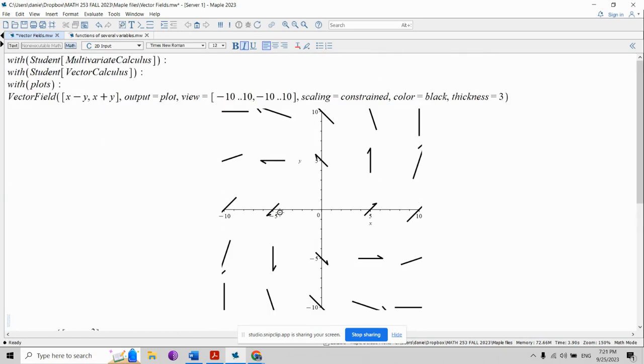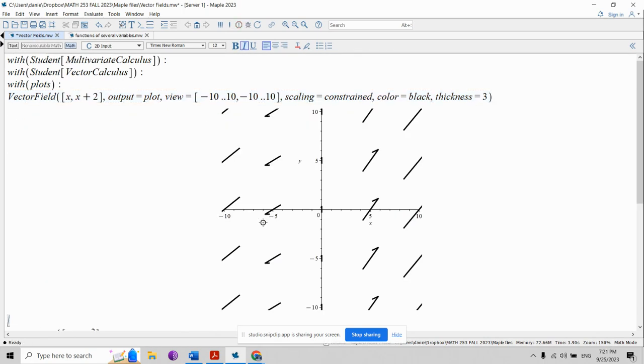I also mentioned a vector field that doesn't depend on one of these, x or y. So x and x plus 2, that was my example. If I sketch this, I should see all the vectors the same on any vertical line, right? Because it doesn't depend on y, so as I change just y, the vector should still be the same.